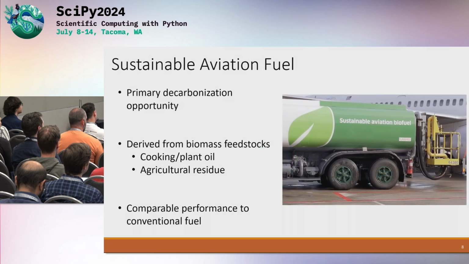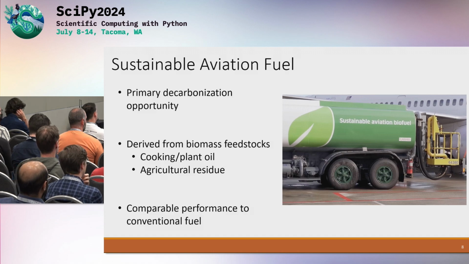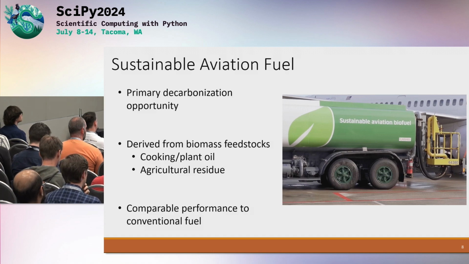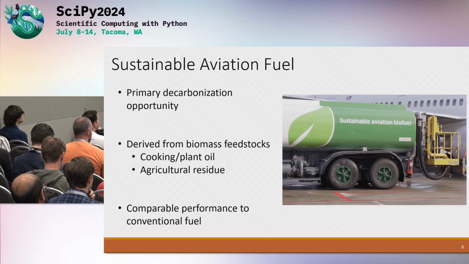Because of these factors and fuel requirements, sustainable aviation fuels are the primary decarbonization opportunity for long-distance flights. These fuels are derived from biomass feedstocks, such as cooking and plant oils or agricultural residues. And most notably, they are designed to have a comparable performance to conventional fuel. And again, that is for the safety of people, the environment, and sustained flight.